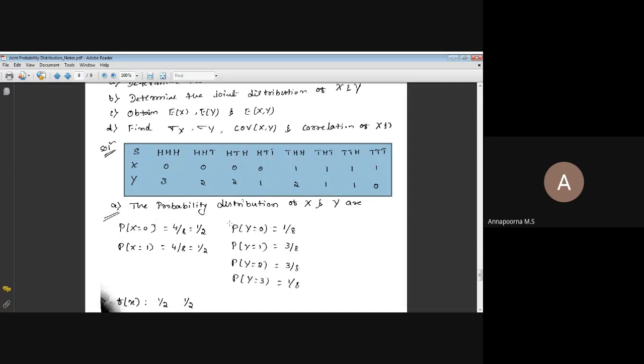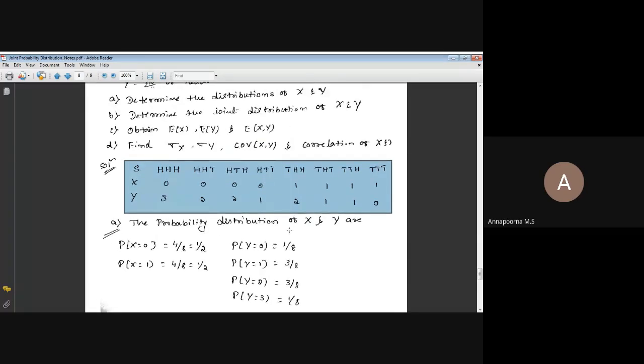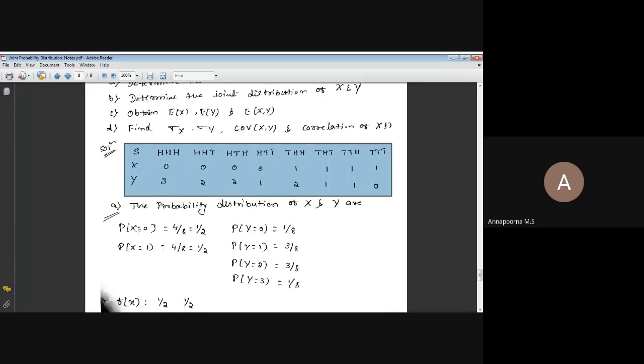So now first let us find the probability distribution of x and y. What does this probability mean? Probability of x being 0. X being 0 means, see here, there are 4 cases out of 8 cases. So therefore it is 4 by 8, which is equal to 1 by 2. Similarly, this will happen for x is equal to 1. Probability of getting x equal to 1 is also 1 by 2.